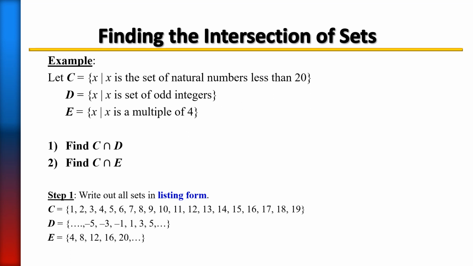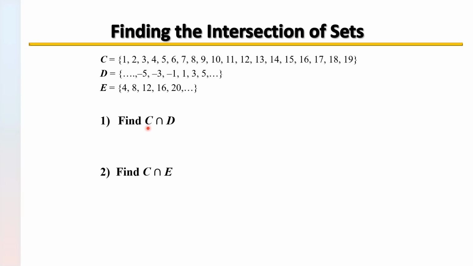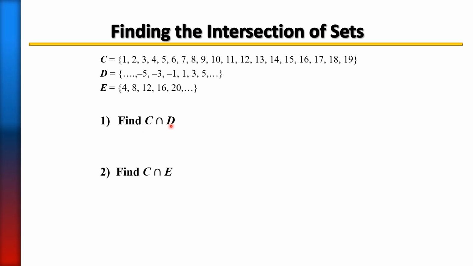So now that we have our sets, we want to find the intersection of set C and D, and notice the intersection is the U that is always facing down. That's for the intersection. And then we also want to find the intersection of C and E. Now recall with intersection, we just want to know what the sets share in common, their common elements. So let's go ahead and do the first example, number 1. In example 1, finding the intersection of set C and D.